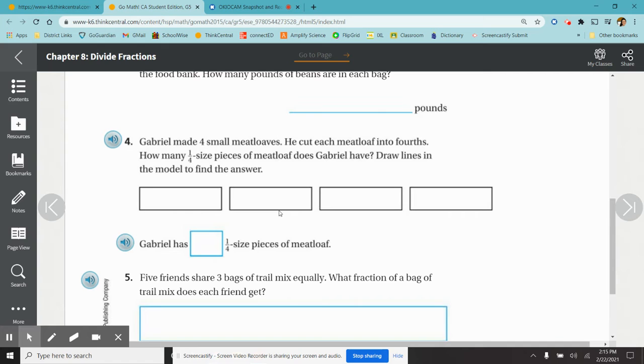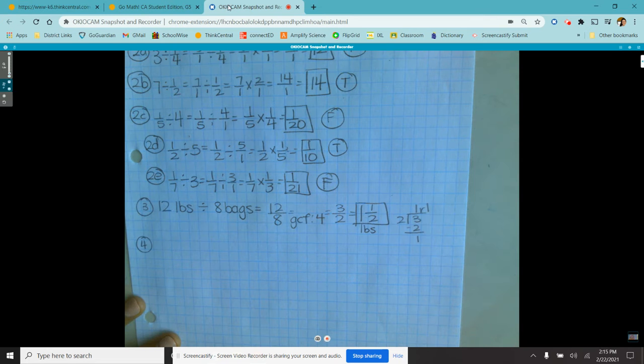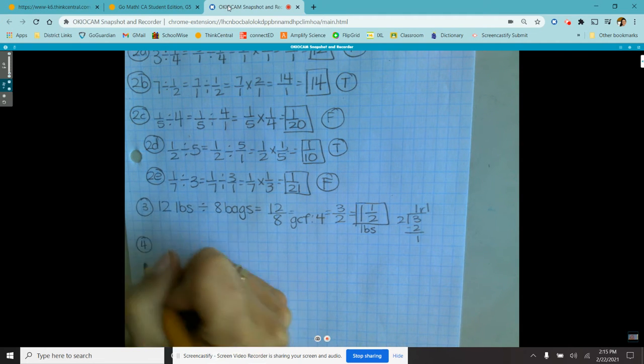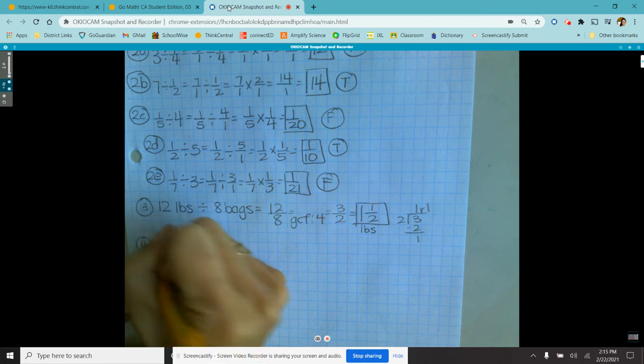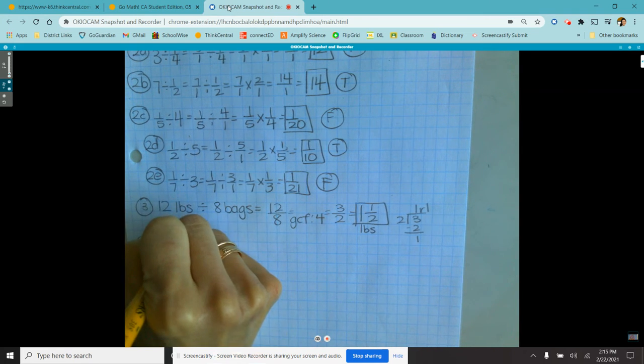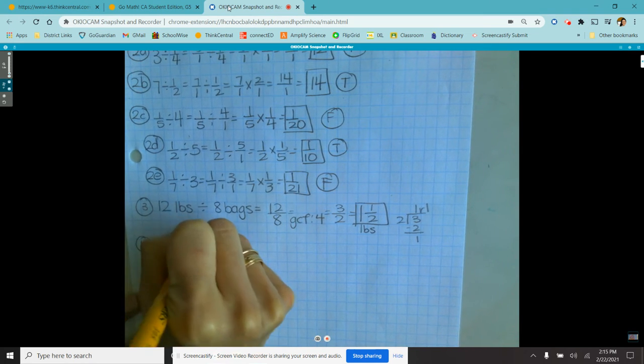Gabriel made 4 small meatloaves. He cut each meatloaf into fourths. How many fourth pieces of meatloaf does Gabriel have? Draw lines on your model to show. All right, we'll do the lines after. So what do we have? We have 4 meatloaves, and we want to cut them into quarters.